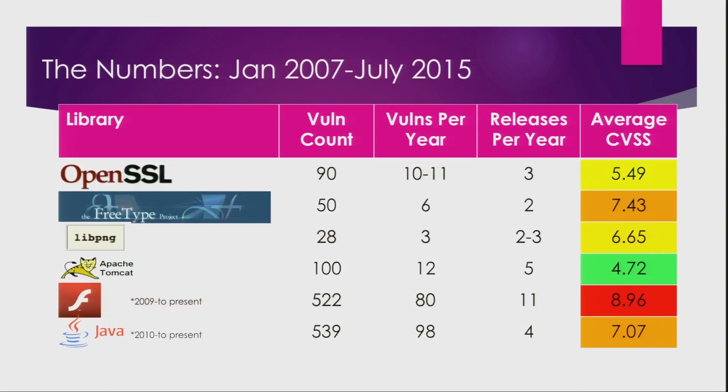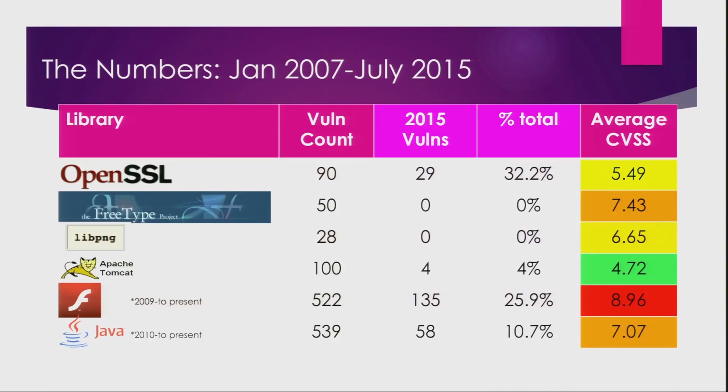So if you just look at 2015, FreeType and libpng reported no vulnerabilities, but FreeType had some. I'm just telling you that right now. They had some, and they patched them, and just because you didn't see CVEs associated, you should still update your FreeType libraries if you use them.